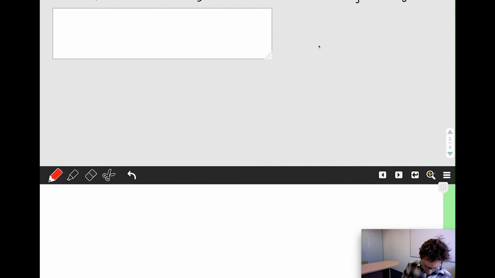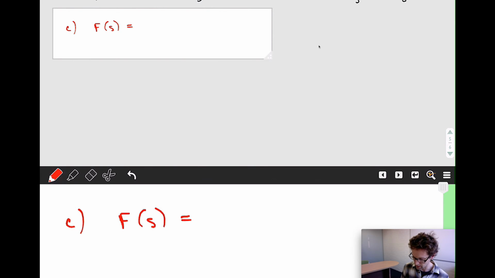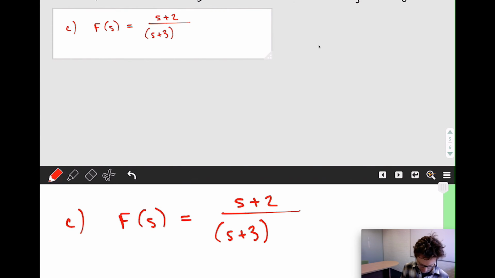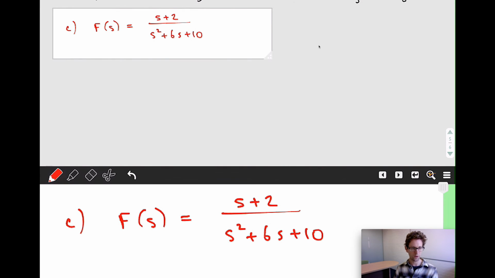Either we have a function whose denominator can be factorized, or we have something where we need to complete the squares. So let's take a look. F of s is equal to s plus 2 all over s plus 3, s squared plus 6s plus 10. The first question we need to ask is: does this denominator factorize into s plus something times s plus something, or do we need to complete the squares?